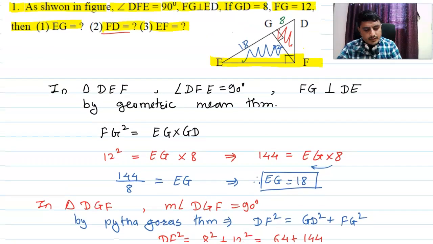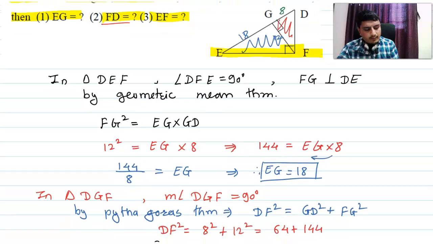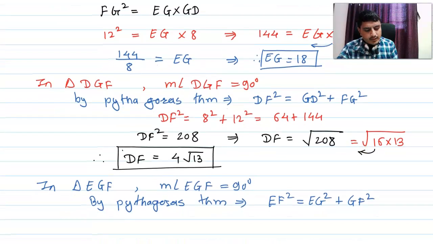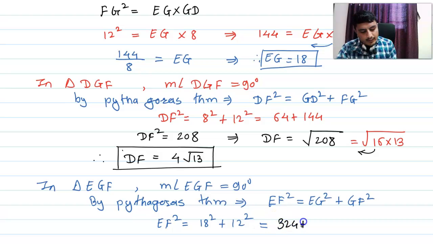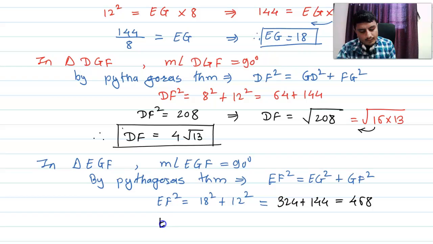Now look at the triangle. EG value is 18, while FG value is given as 12. So let's replace EG and FG by their values. EF square, since the hypotenuse is EF, is equal to 18 square plus 12 square. We are getting 324 plus 144, the sum of them is 468. So the value of EF square we are getting is 468.